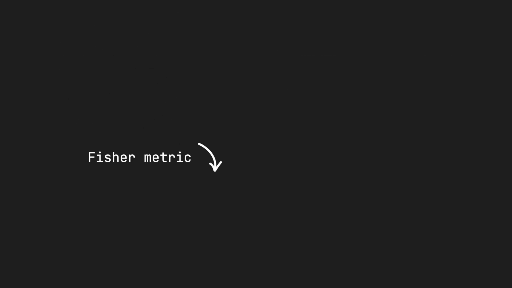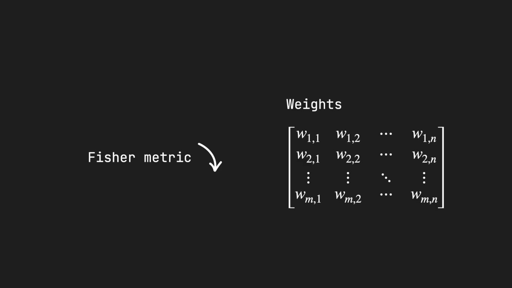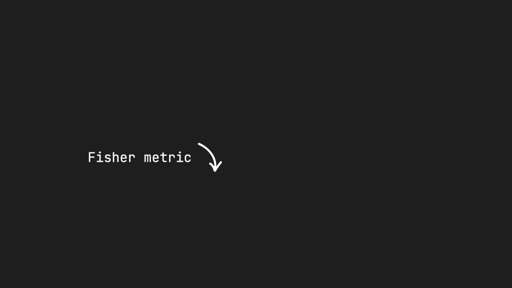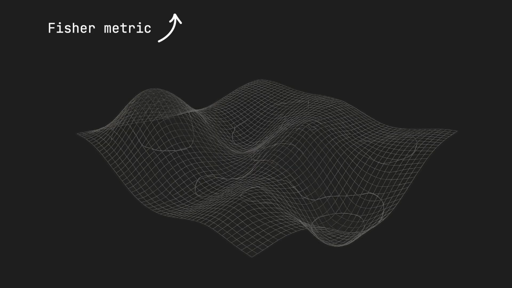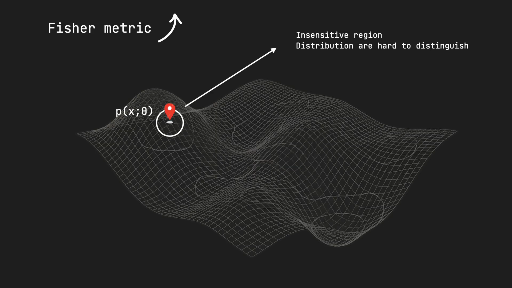But what if our Fisher metric came out to be low? If it's low and we're training and making small changes in our weights, what's happening is that our probability distribution is also making small changes. And what this means geometrically is that we're going into an insensitive region where distributions are hard to distinguish. And that's what we want to avoid.